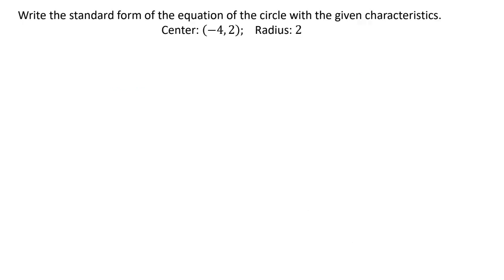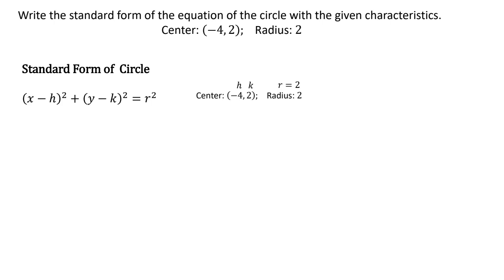So these two were from section 1.1. Then we have: write the standard form of the equation of a circle with the given characteristics. And so here they give us the center and the radius. Since they want us to write the standard form of the equation of the circle, I always like to start by writing that equation out. And so the standard form of a circle is (x minus h) squared plus (y minus k) squared is equal to r squared. In our center, the x coordinate, we call it h, and the y coordinate, we call it k, and then our radius is r equals 2.